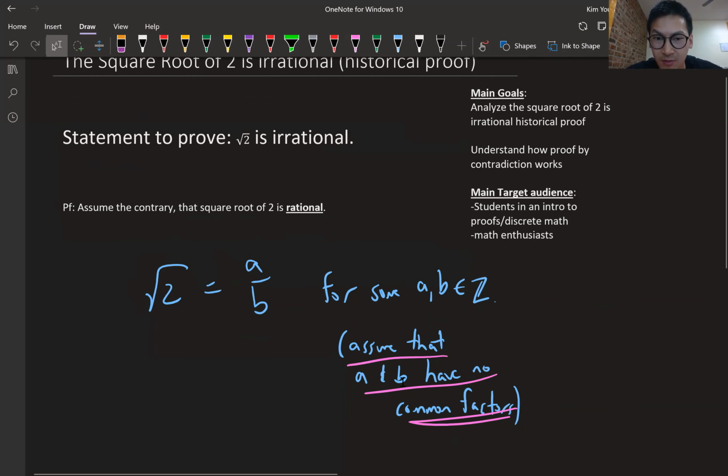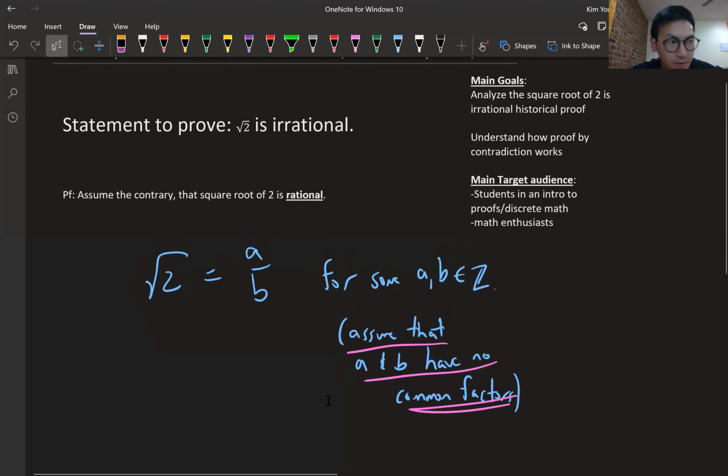And you can make this assumption because anytime you have a fraction that's not in simplest form, you can reduce it. So basically what I'm trying to say here is that a and b are the most simplified case, okay? We could talk about equivalence classes and all that stuff, but yeah, okay.